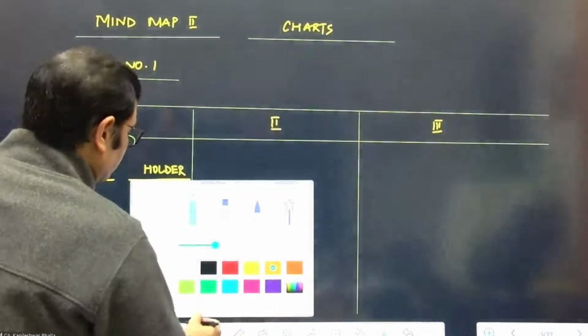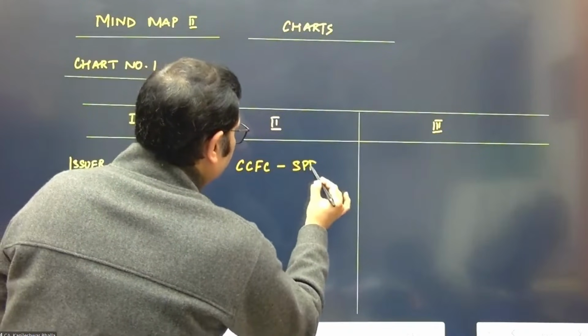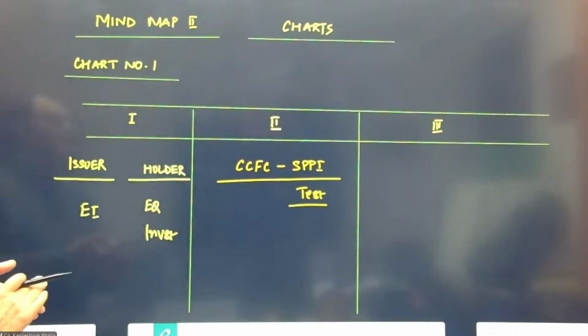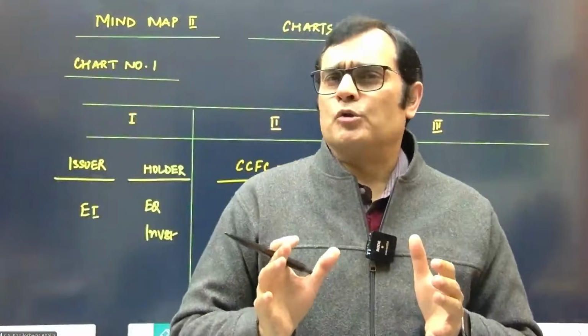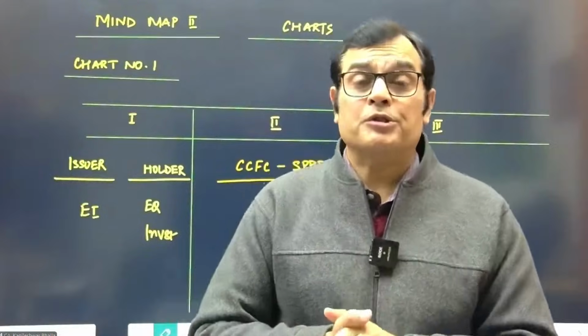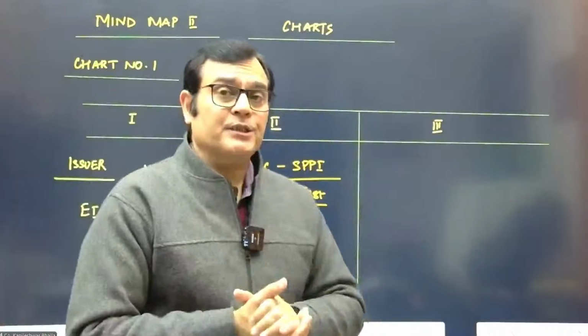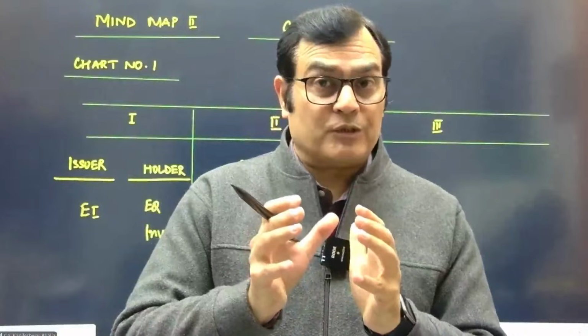Then in terms of step number 2, you would apply the CCFC comprising SPPI test. In other words, you need to basically put a question to the issuer. In step number 2, you put a question to the issuer, and in step number 3, you put a question to the holder. Step number 2 would assess the risk when you're putting a question to the issuer, asking him: are you going to pay the interest on my principal? Are you going to pay the principal money back?